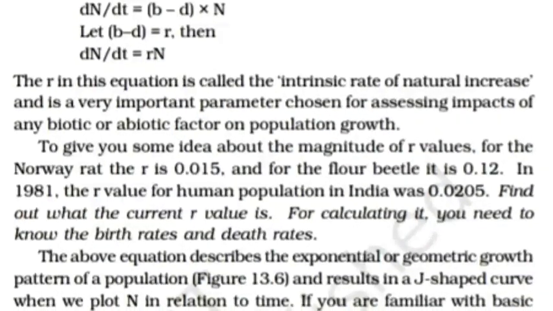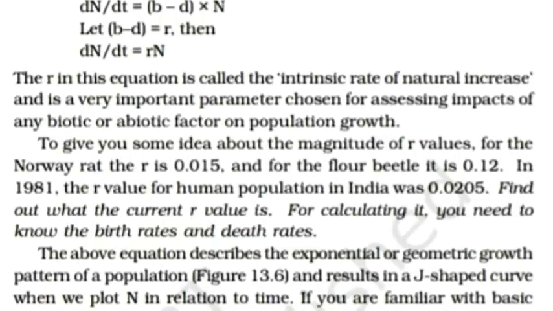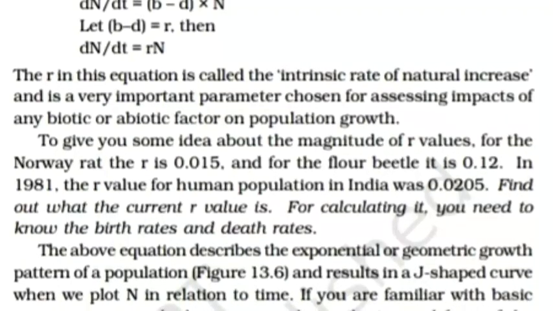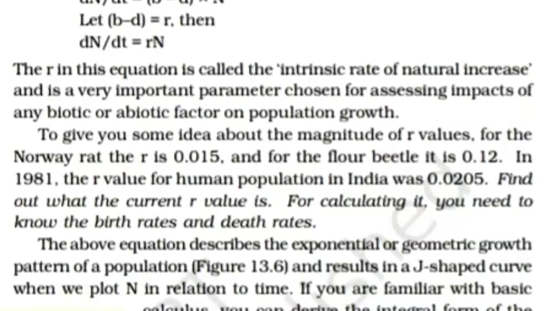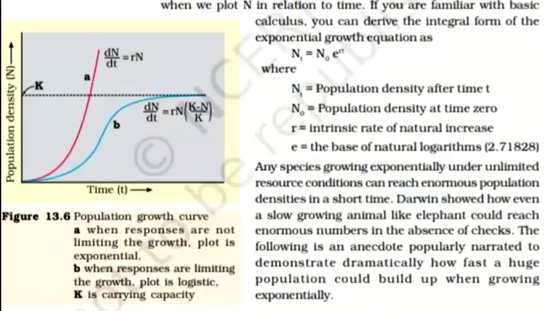The above equation describes the exponential or geometric growth pattern of a population and results in a J-shaped curve when we plot capital N in relation to time. If you are familiar with basic calculus, you can derive the integral form of the exponential growth equation as Nt equals N0 e to the rt, where Nt equals population density after time t, N0 equals population density at time 0, r is the intrinsic rate of natural increase, and e is the base of natural logarithm, 2.71828.